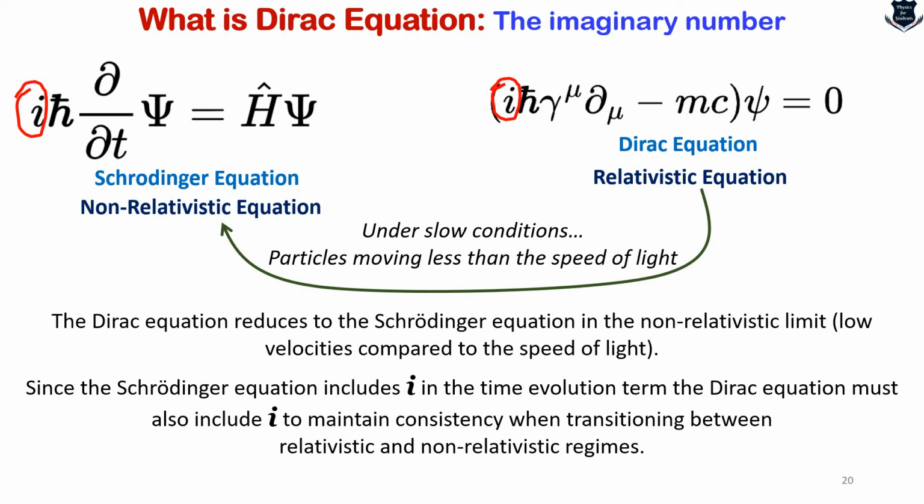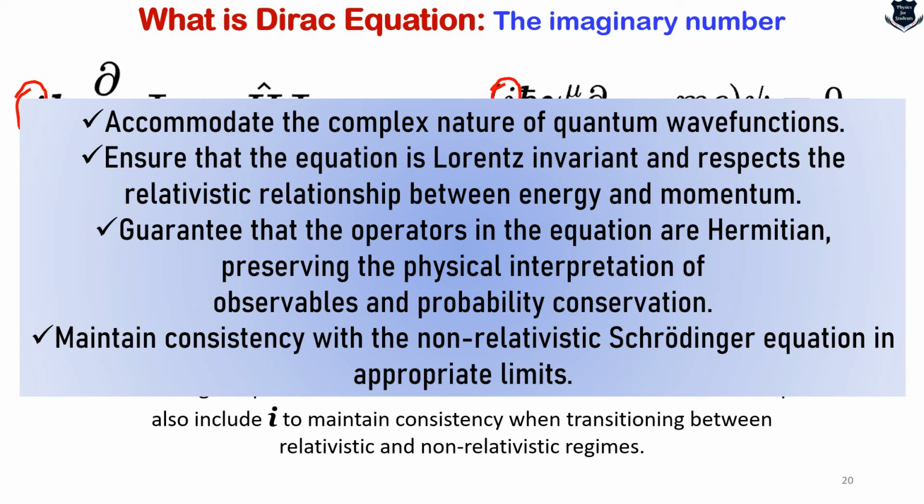So what can we deduce from this? The first one is that we include the I because of the complex nature of quantum wave functions. It ensures the equation is Lorentz invariant, because as we are taking in special relativity, it has to obey the Lorentz transformation, isn't it? And it guarantees that operators in the equation are Hermitian and preserve the physical interpretation, and it maintains consistency because it has to go back under slow conditions to the non-relativistic Schrödinger equation. So this is the first term which we have discovered, which is the I.